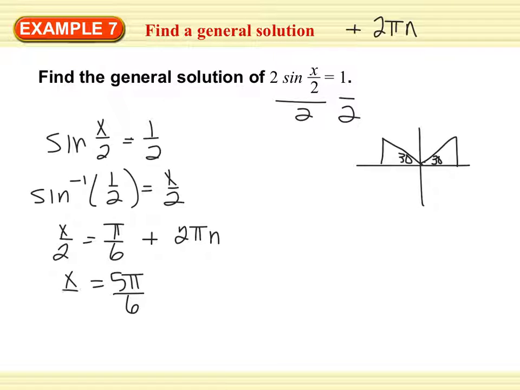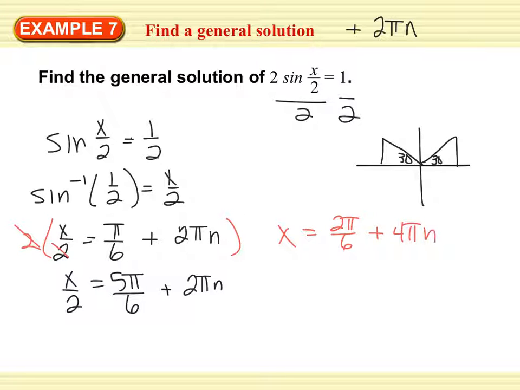So x over 2 can also be 5 pi over 6 because that's the other part of the unit circle that gives me a positive value at 30 degrees. So here are 2 answers. What's weird is that it's still x over 2. So I'm going to go ahead and multiply everything by 2 to get rid of that, and that gives me x equals 2 pi over 6, which is pi over 3, plus 4 pi n. I know that's weird, but that's actually how we're solving it.